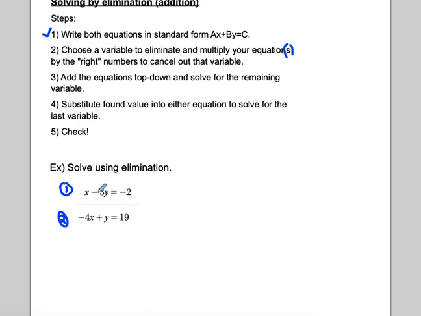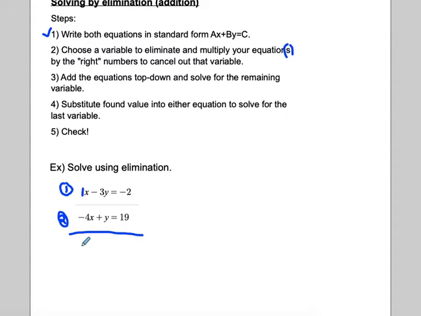So what we want to do is think about adding these up in such a way that the x's are going to take each other out. So right now there's technically a 1 in front of this x because there's a 1x there, and this is a negative 4x. And if we thought about adding these equations top down, a 1x and a negative 4x, that's going to balance out to be a negative 3x. So we want to get rid of that x. So in order to get rid of it, we're going to have to make it so that they add to 0.